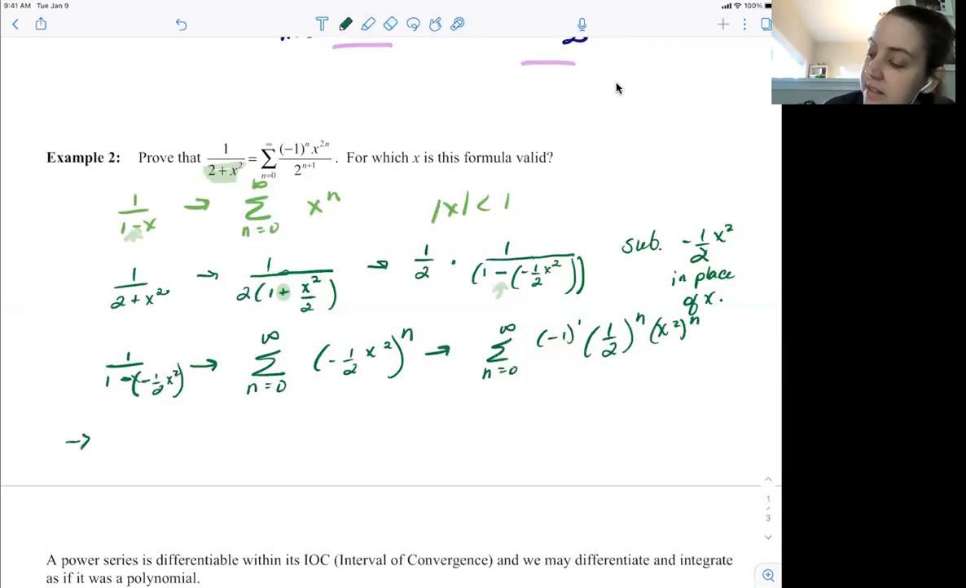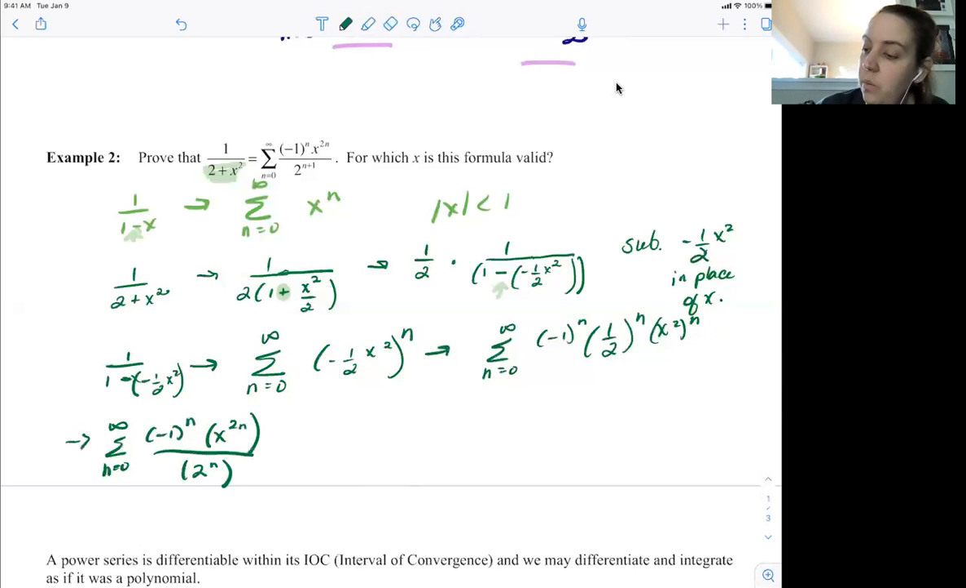So I'm going to come down here on this next line. n equals 0 to infinity, negative 1, I think I wrote that to the first, negative 1 to the n. 1 to the n on the top is still 1, so I don't even have to worry about that. That's just going to become 2 to the n in the denominator. And then in the numerator, if I have an exponent raised to an exponent, those just get multiplied. So this is x to the 2n.